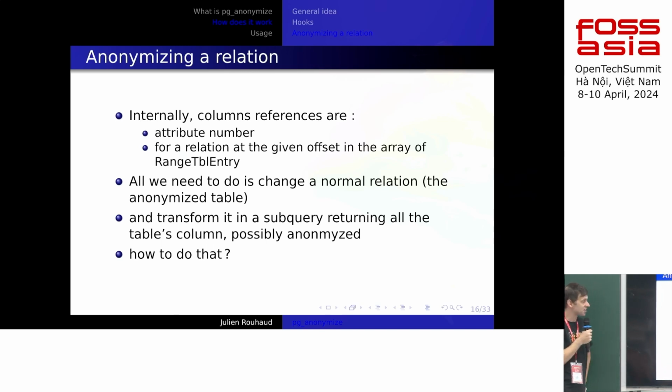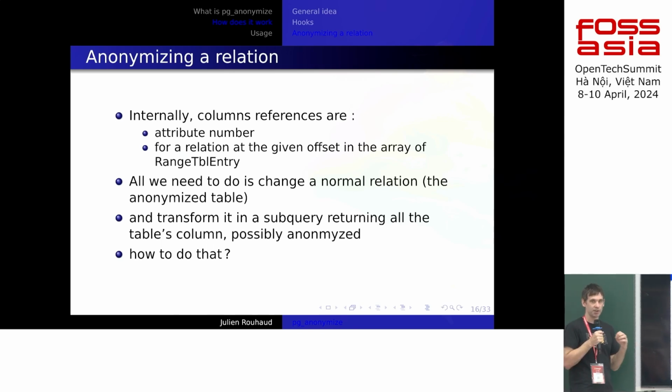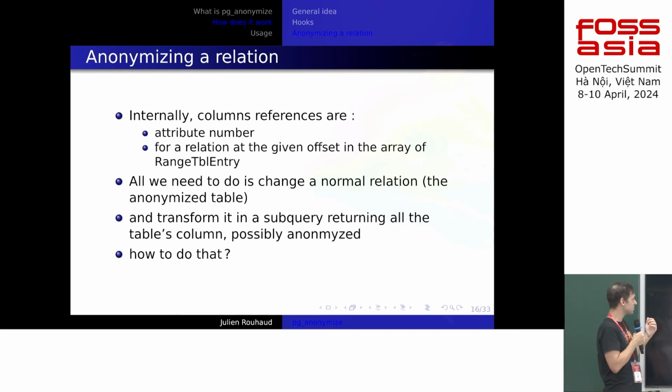To anonymize a relation, another thing you have to know is that in the query structure, you don't store, for instance, the table name or the field name. You only store an offset and an object identifier. So when you select phone number from person, the query will not contain phone number. It will contain field number 1 of the relation something. And for a relation, you don't store the relation itself, but an offset in the list of range tables. So it can be column 1 of relation 2.